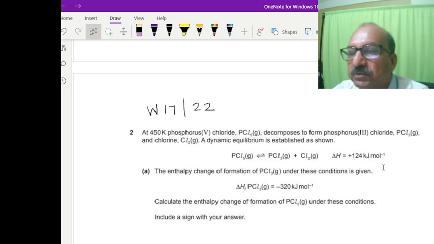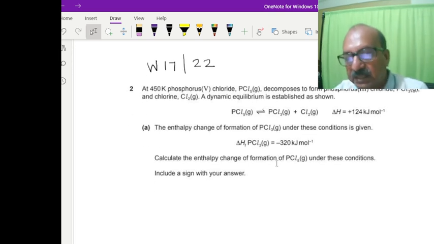Now we go on to the next question, which has been taken from the winter 2017, paper number 22, the code 9701. Now it says that at 450 Kelvin, phosphorus 5 chloride, that is PCl5 gas, decomposes to form phosphorus 3 chloride, that is PCl3 gas, and chlorine gas. A dynamic equilibrium is established as shown.